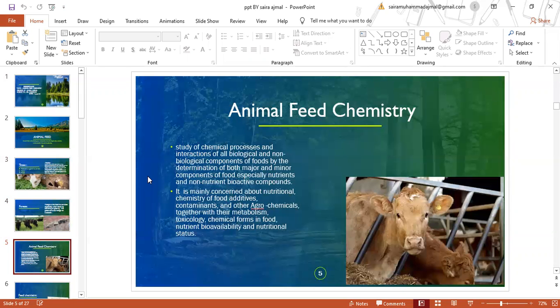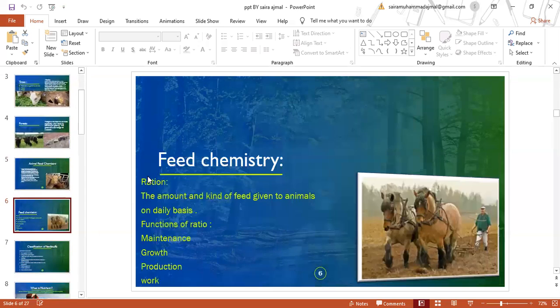Animal feed chemistry. Animal feed chemistry is the study of chemical processes and interactions of all biological and non-biological components of foods by the determination of both major and minor components of food, especially nutrients and non-nutrient bioactive compounds. It is mainly concerned with nutritional chemistry of food, additives, contaminants, and other agrochemicals, together with their metabolism, toxicology, chemical forms in food, nutrients, bioavailability, and nutritional status.